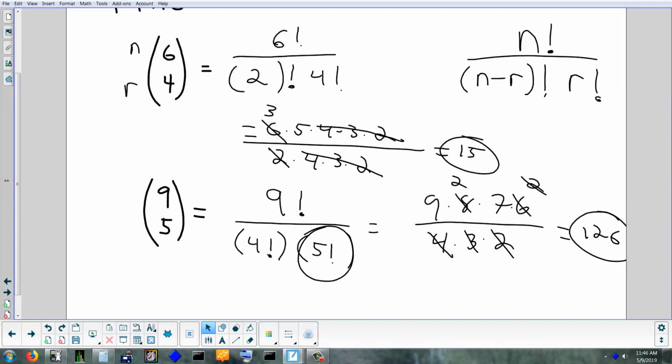Also, if you had 9 people in a race and you wanted to know how many ways the top 5 people could finish, that would be 126 different ways that those 5 people could come in 1 through 5. Out of the 9 people, how many ways could they finish in the top 5 spots? Okay. Questions on that?